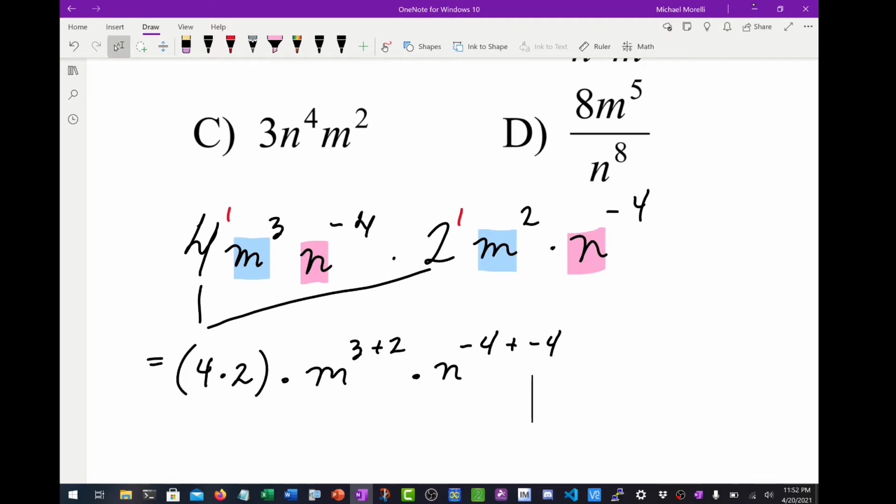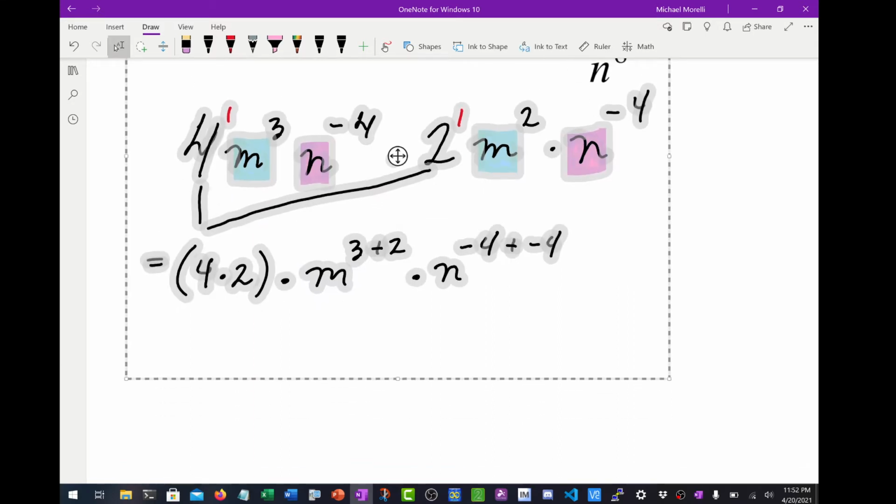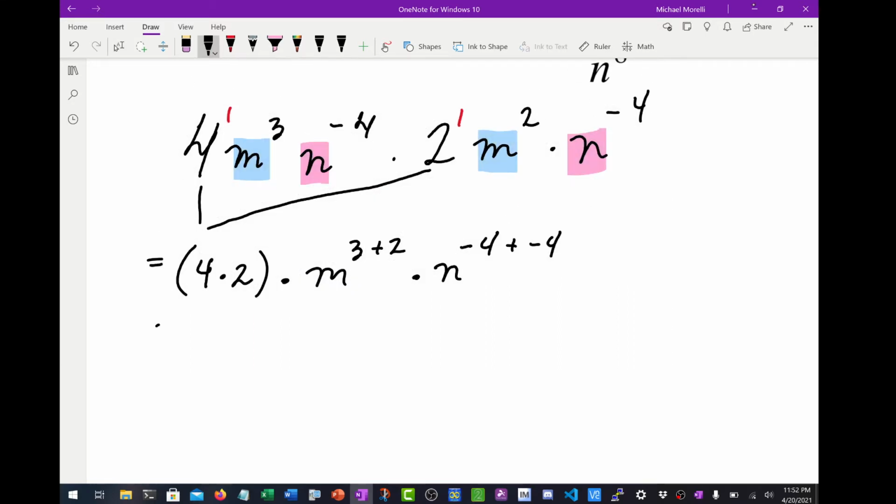Okay. And so we're going to continue here. So 4 times 2 is 8. Go ahead and write an 8. Times m to the 5th power, 3 plus 2 is 5, times n, now remember this is negative 4 plus negative 4, so that's actually negative 8.